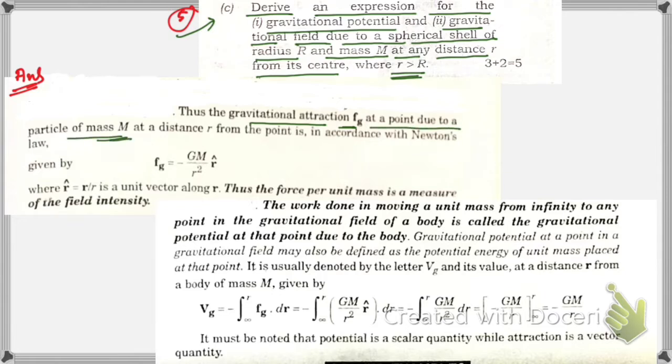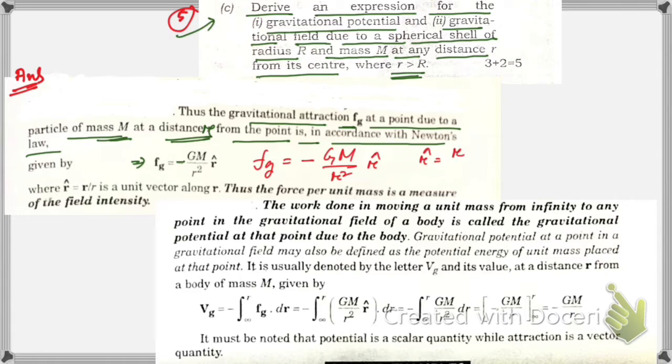a particle of mass capital M at a distance of r from the point, in accordance with Newton's law, is given by Fg is equal to minus capital G capital M by r square r cap, where r cap is the unit vector of r, given by r vector divided by magnitude of r, the unit vector along r.